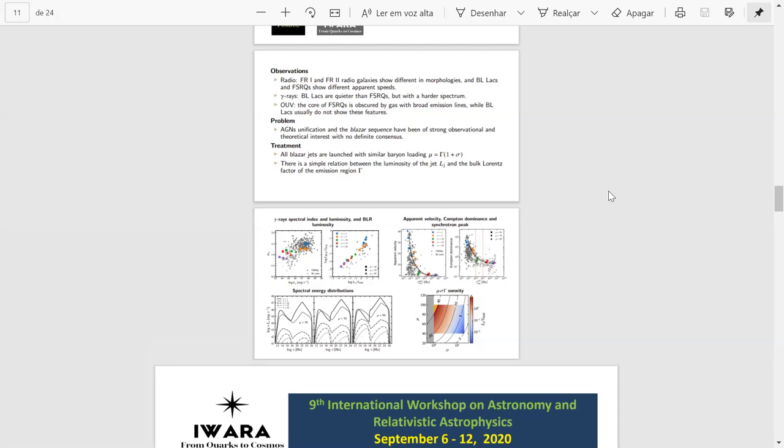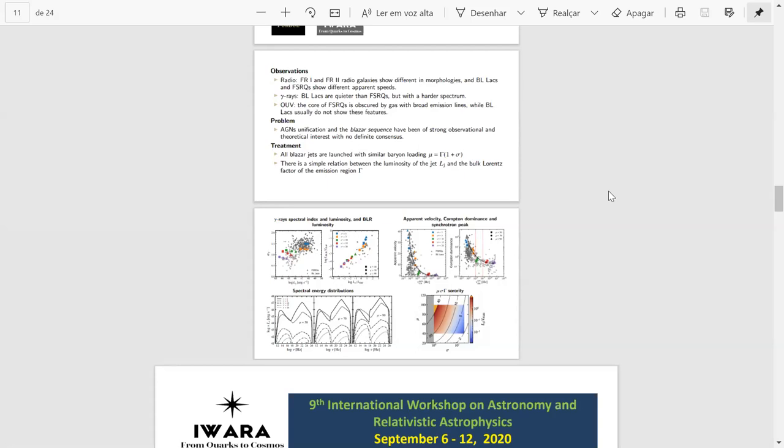In our model, we take the baryon loading given by that expression, mu, as a function of the bulk Lorentz factor of the jet and the magnetization of the jet, sigma. And we propose that the luminosity of the jet, or actually the accretion rate, is a function of the bulk Lorentz factor. So in our simulations, what we got is what we can see in the last slide.